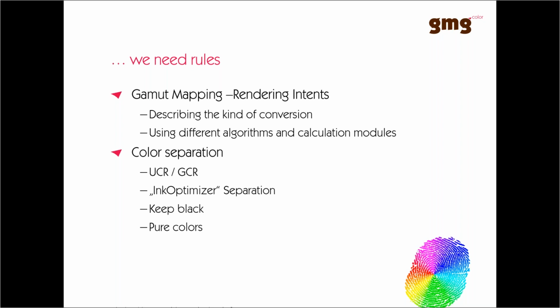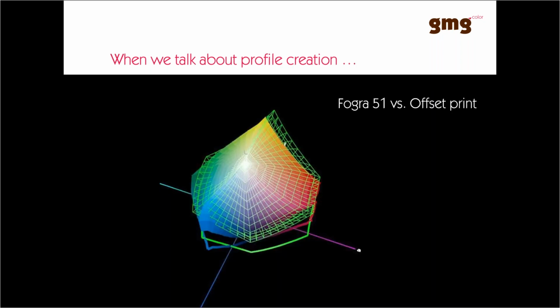Another rule set are the color separation rule sets. UCR, GCR rule sets, like how much black should I use for certain colors, or also ink optimizer separation as a special part of it. Keep black in general and pure colors. So I go back to that example. Pure colors would mean the color difference between these two is visible. Maybe we could minimize it by using a different kind of mixture for simulating the other color.